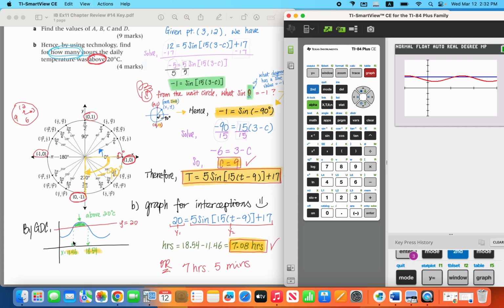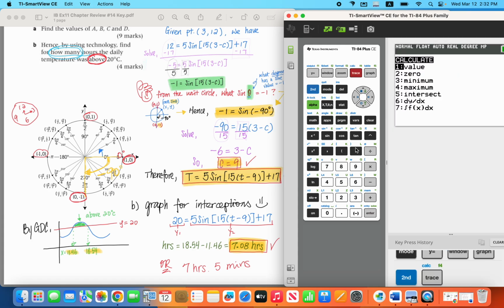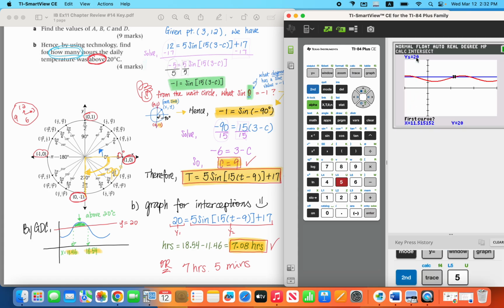So I'm going to look for my two intersection points, and this is what tells me I got to go to second trace, number 5, because I'm looking for the intersection. And yes, I want this location. So I'm going to hit first curve right there. Good. Enter. Second curve. Yes, about there. Enter. Do you want me to guess the intersection point for you? Please, please do. So I got 11.46. Check.